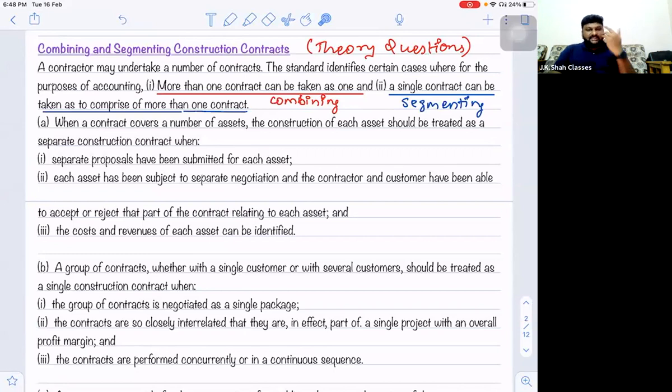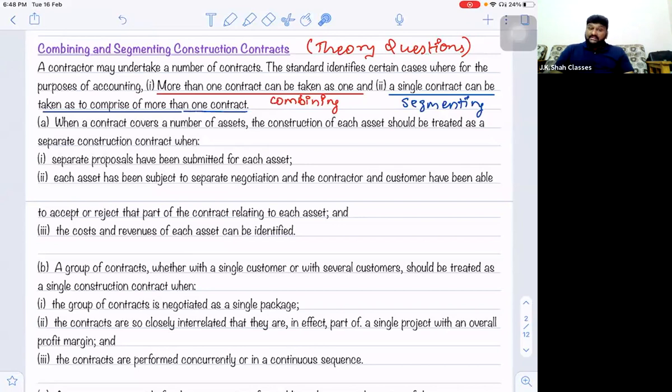And point number 3, because separate negotiations are possible, the cost and the revenue can be identified separately for each and every building. If these 3 conditions are satisfied, even if you have entered into one single contract for the construction of 4 buildings, all the 4 buildings should be treated as 4 different contracts. So when you account for them, treat them as 4 different contracts, not a single contract.